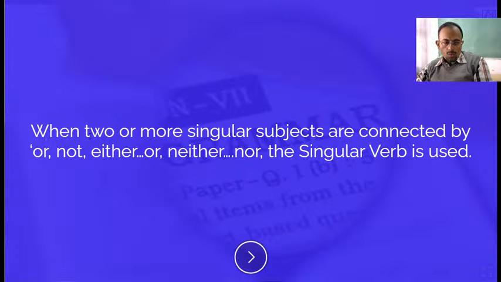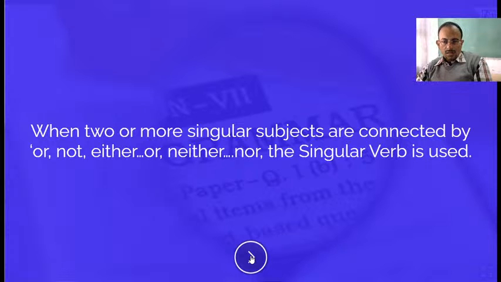When two or more singular subjects are connected by or, nor, either-or, neither-nor, the singular verb is used. Two or more singular subjects, like he, she, or he, I, then you, I. If they're connected with either-or or neither-nor, then a singular verb is always used. That is the logic.